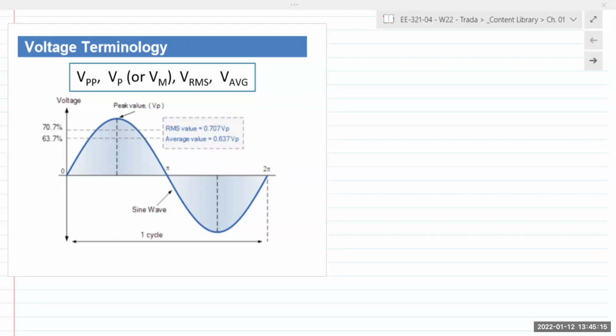So the RMS value of this kind of AC waveform is going to be 0.707 or 70.7% of the peak value. Don't worry about the average value for now. We'll discuss the average value in just a little bit.